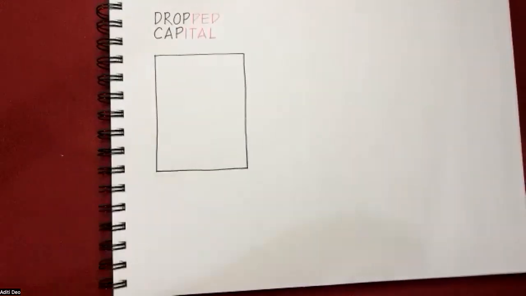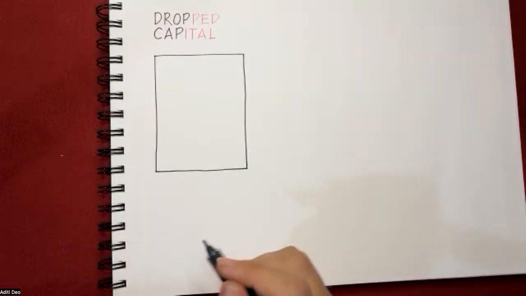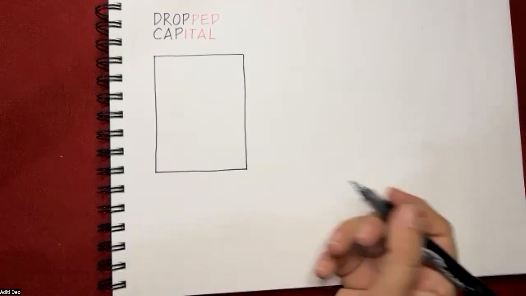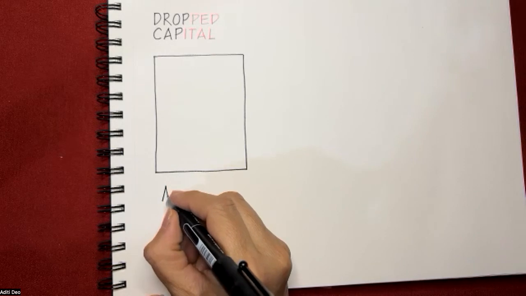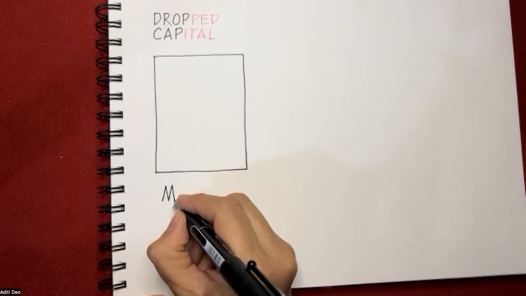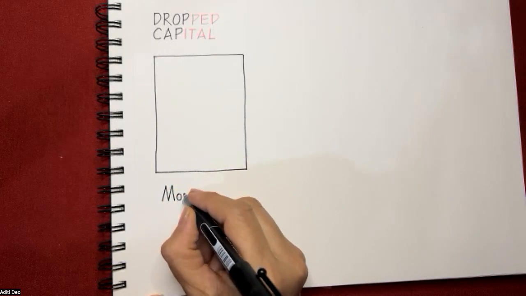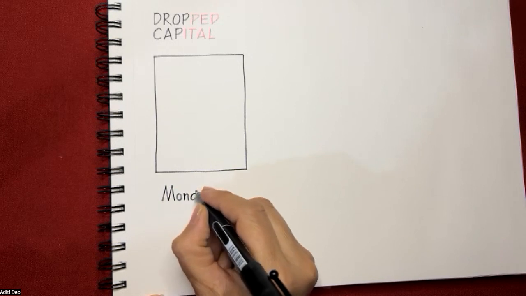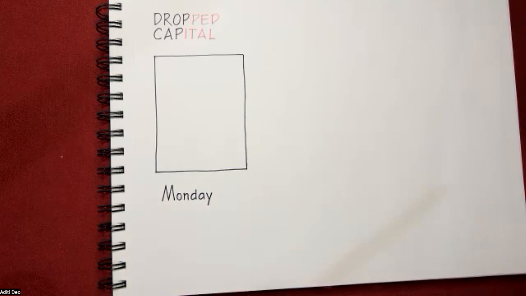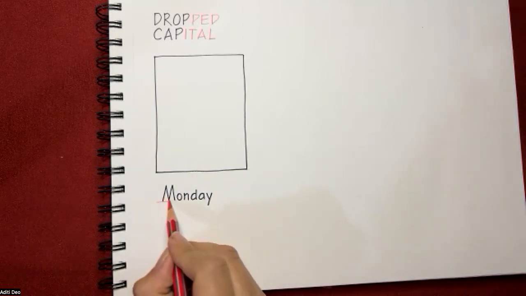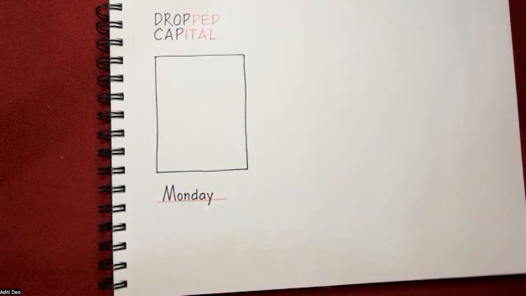So suppose I want to write the word, today is Monday. So suppose I want to write Monday. I will write MONDAY. So all the letters are sitting on a line, right? This is called the baseline.